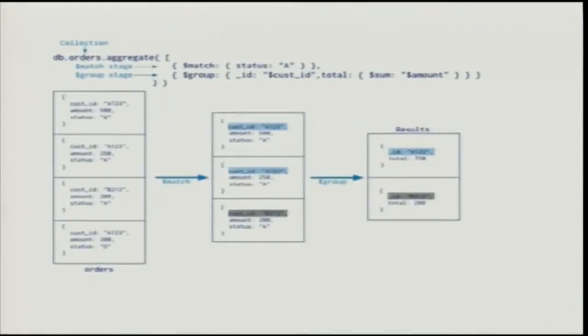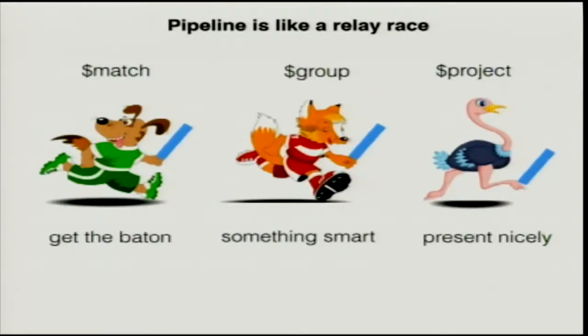So we have our documents, we do a match, which is a find, we get fewer documents because we found some, the found set, and then we do some grouping and we get even fewer. But actually I thought it's a little bit too technical, because basically I think it's more like a relay race. You know, like relay racers, they go and they pass the baton to each other, and basically this is how the MongoDB pipeline works.